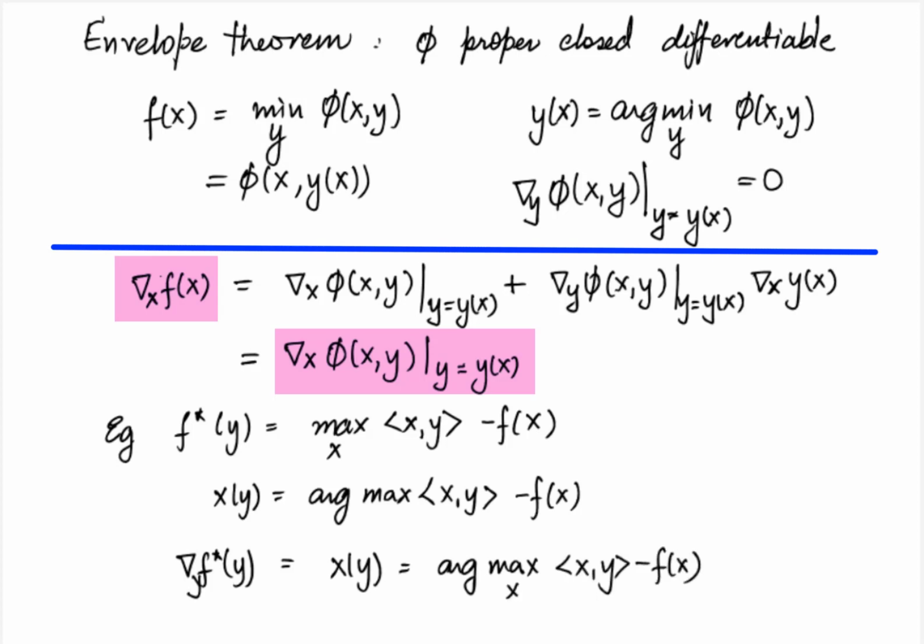Note that we stated the envelope theorem for minimization. It is similarly applicable to maximization also, as demonstrated in this example. To see why, you can always consider minus f star of y, which would then be a minimization problem, and verify this result. So with this, we are done with our discussion on the two duality theories. In the next video, we will look at regularity conditions for functions, specifically smooth functions.